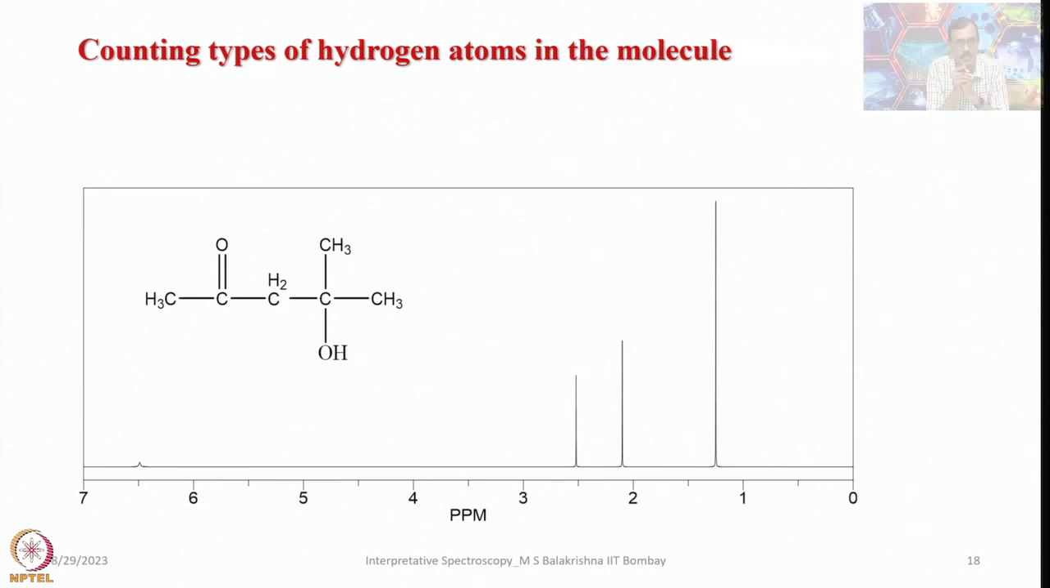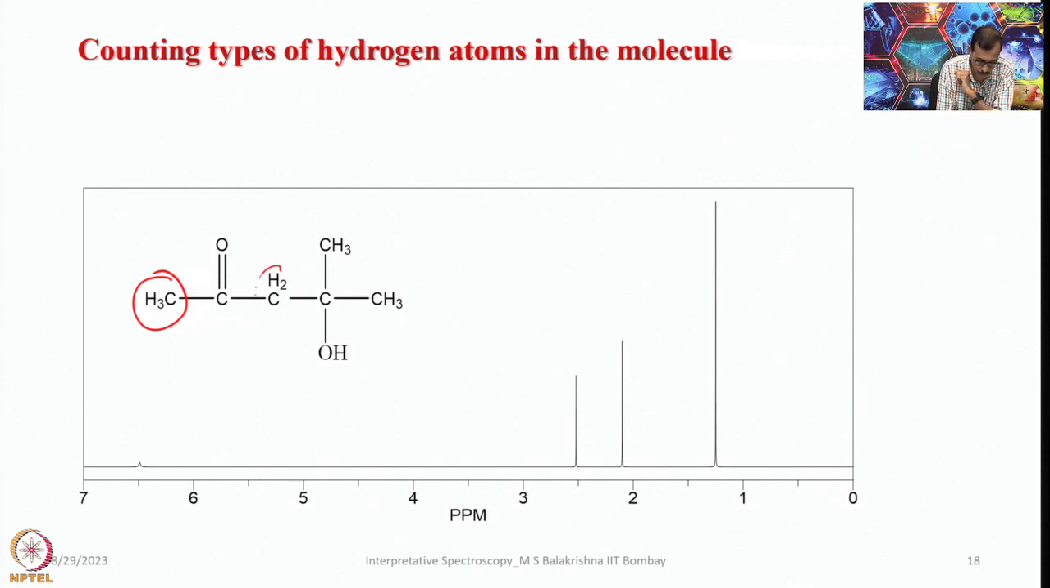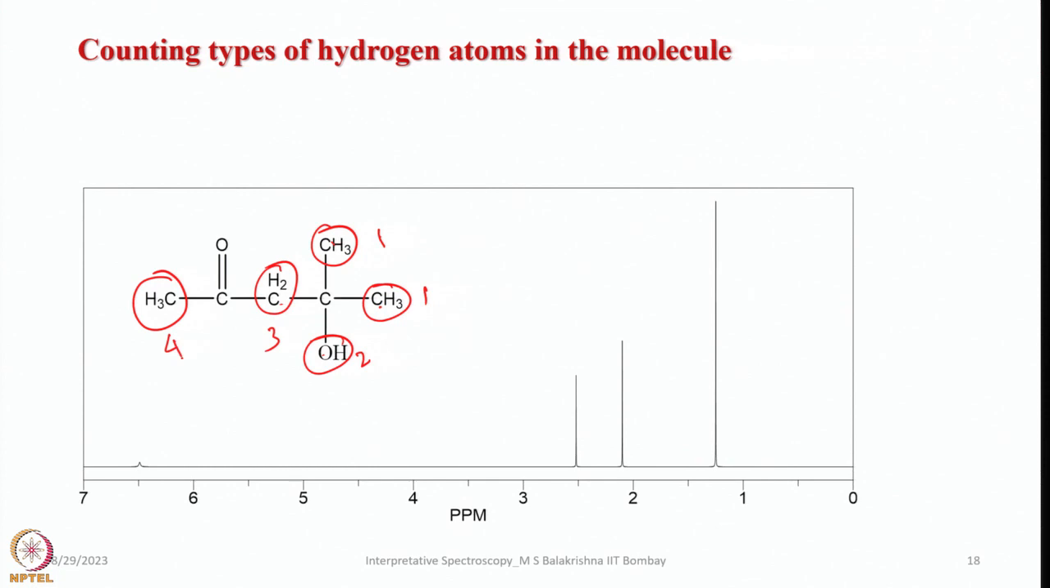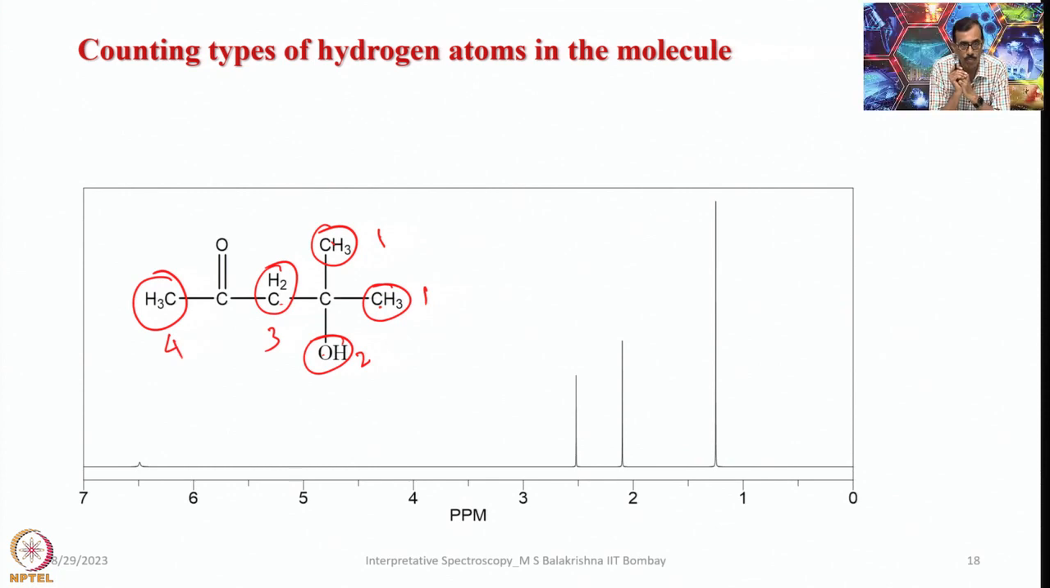So now let us consider this molecule here. We have three protons here, two protons here, one here, and six here. That means basically four types of groups: these two are 1, this is 2, this is 3, and this is 4.